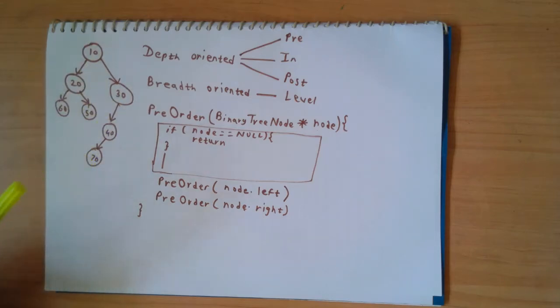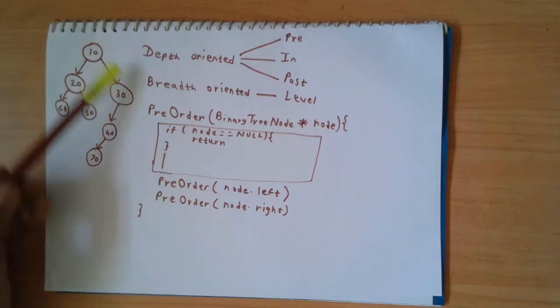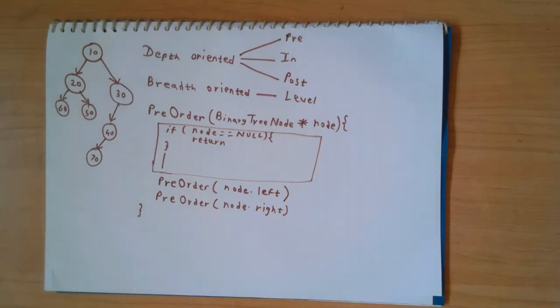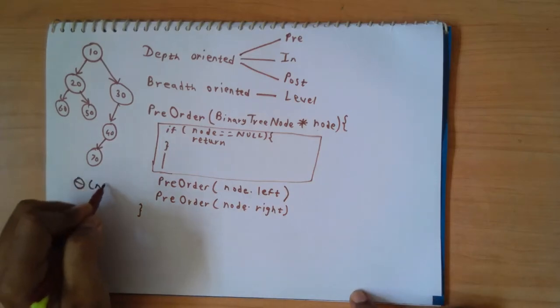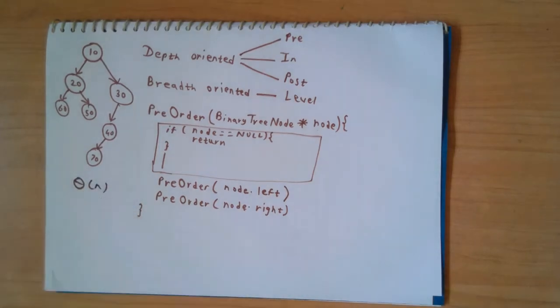So the total time complexity of this operation is going to be linear in terms of the number of nodes in my tree. So pre-order traversal would take linear time, and it belongs to theta of n, where we are describing the problem size in terms of the number of nodes in our tree.